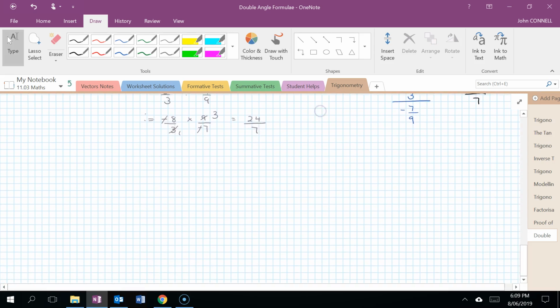Okay, alright. Now, another question we can ask is if cos 2 theta equals 9 on 15, find sine theta.